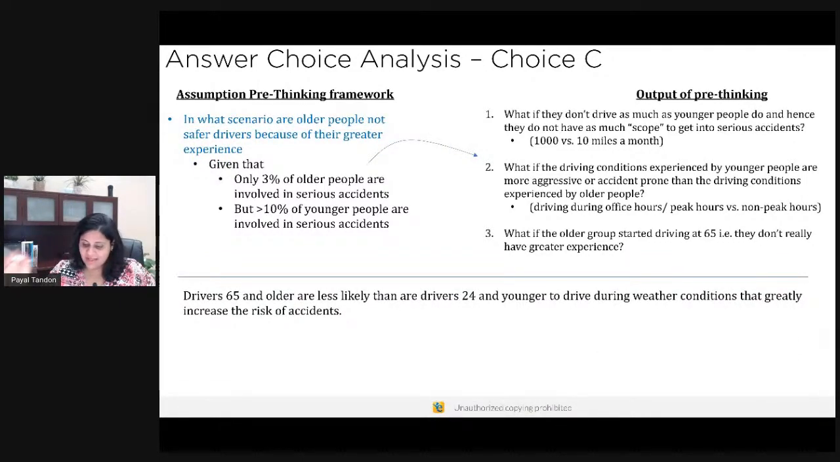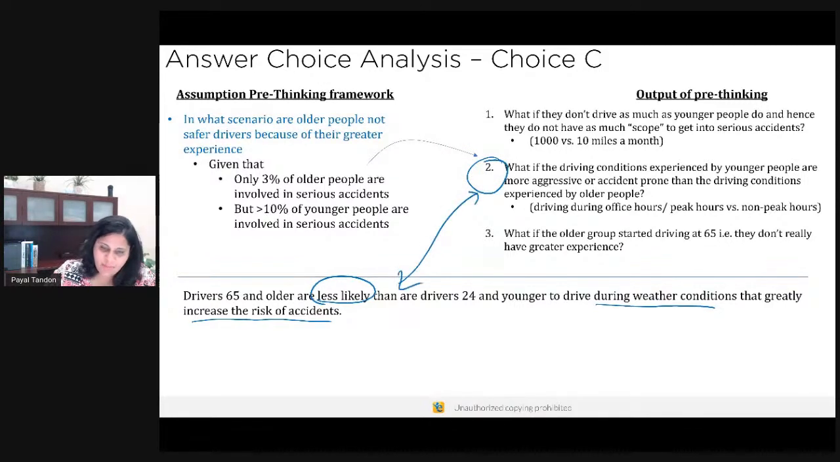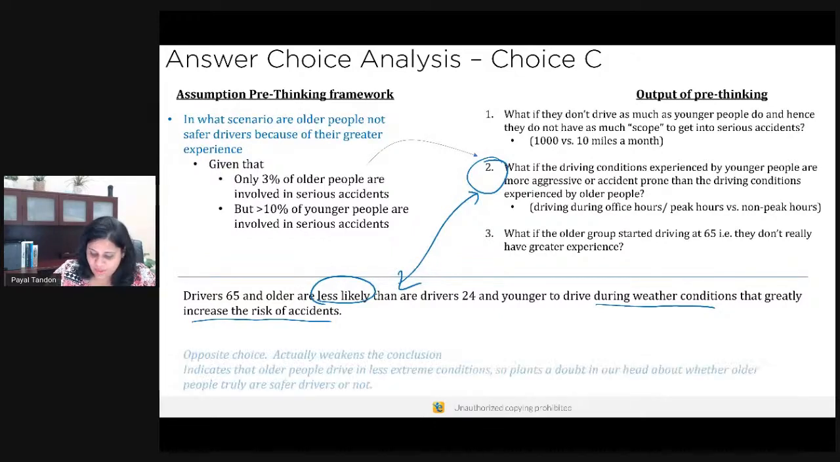Drivers 65 and older are less likely than younger drivers to drive during weather conditions that greatly increase the risk of accidents. Now, this one is somewhat linked to our pre-thinking number 2. However, this is actually weakening the argument, not supporting it, because what it's saying is that these drivers are not exposed to those bad driving conditions. Okay, so that is why this choice is wrong. There were a few of you who selected choice C. You got confused.